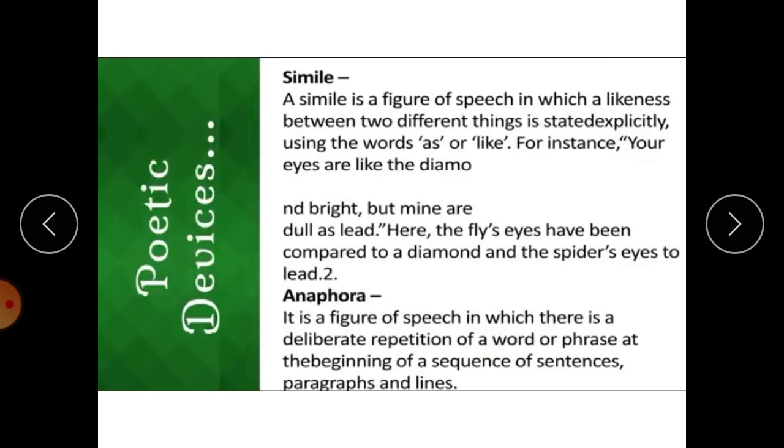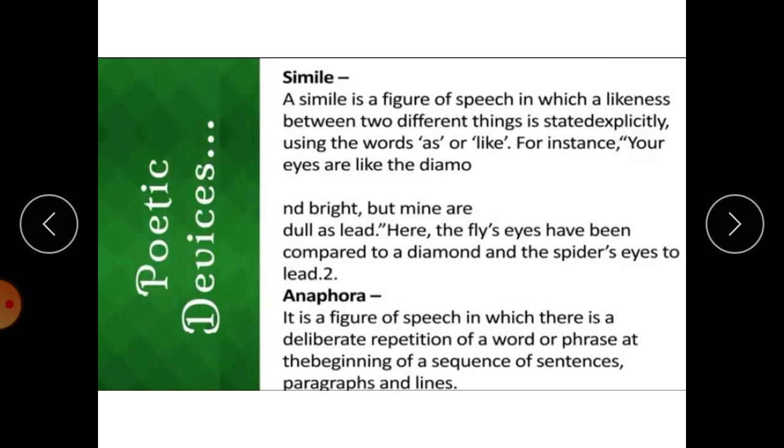Now, let's see what type of figure of speech has been used in the poem and where and how they have been used. First of all, simile. "Your eyes are like the diamond bright, but mine are dull as lead." Here, the fly's eyes have been compared to a diamond and the spider's eyes to a lead.